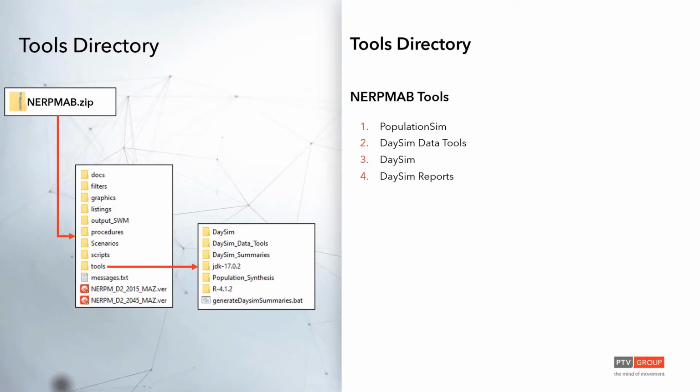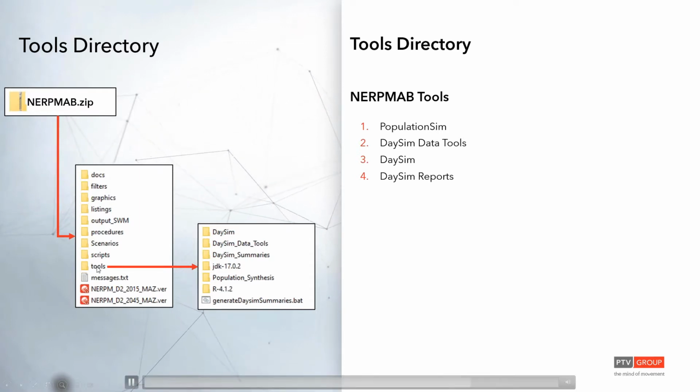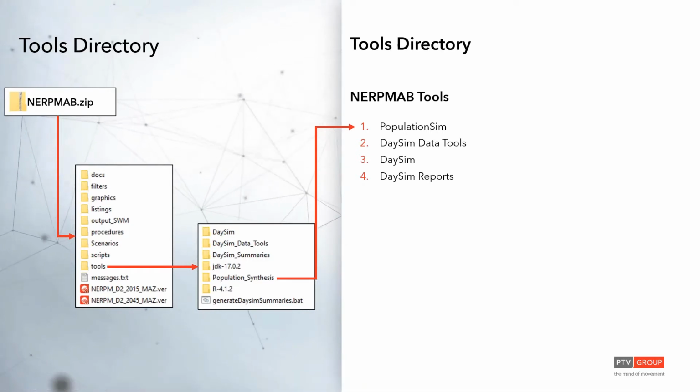To get an idea of what different tools there are in NERPMAB, you can go to the model setup and look inside the tools directory, and you would find all of these subdirectories within the tools directory. First, you would see a folder called population synthesis. This directory houses PopulationSim, which is a population synthesizer. We'll talk about that a little bit more in a bit. And then you would find DaySim data tools.